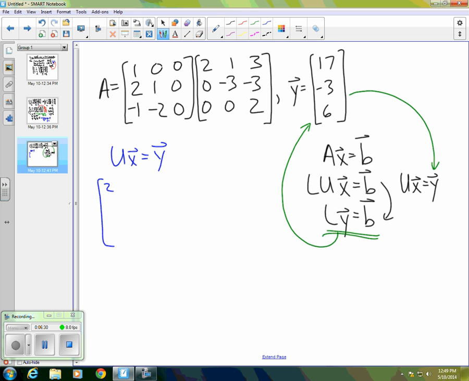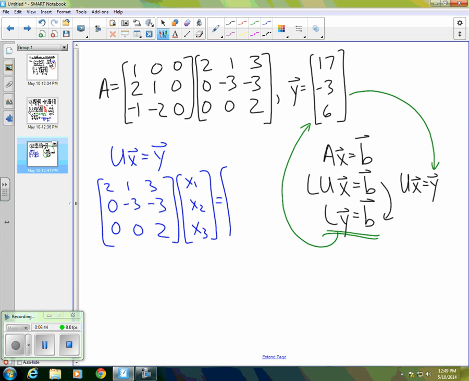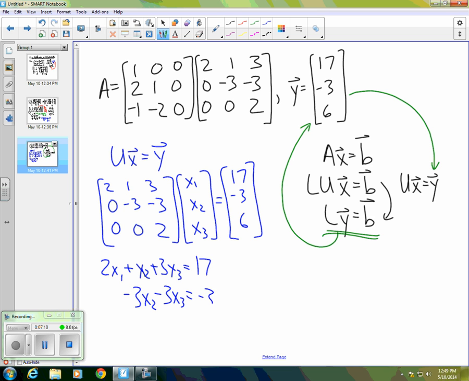U is 2, 1, 3, 0, -3, -3, and 0, 0, 2. X is x1, x2, x3. And Y turned out to be 17, -3, 6. From this we have three equations. The first equation is 2x1 plus x2 plus 3x3 equals 17. The second equation is -3x2 minus 3x3 equals -3. And the third equation is 2x3 equals 6. So we can see from 2x3 equals 6 that x3 is in fact 3.